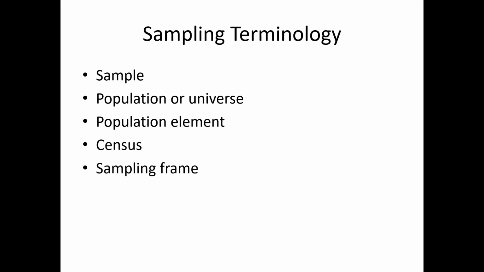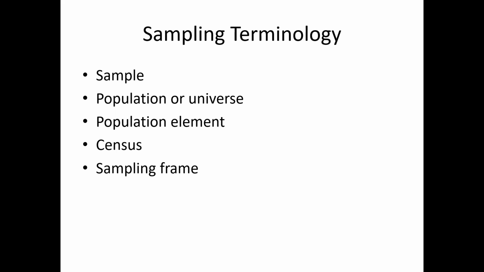A sample is basically a subset of any population. Now we are having a population. The second term is population or the universe. That means if we are having some specific number of proposed respondents which we are going to add in our study, then the whole proposed number of respondents in that study is basically our population.